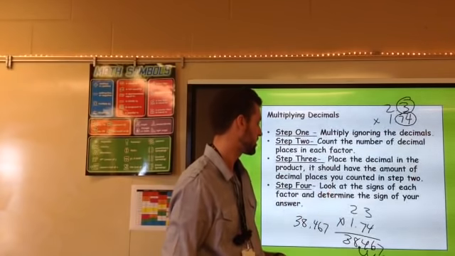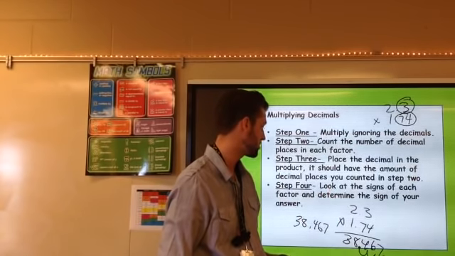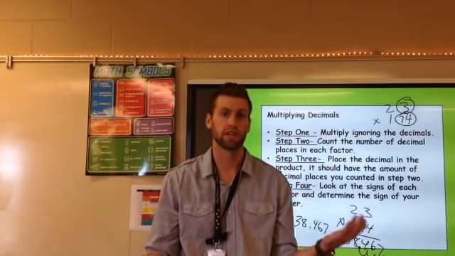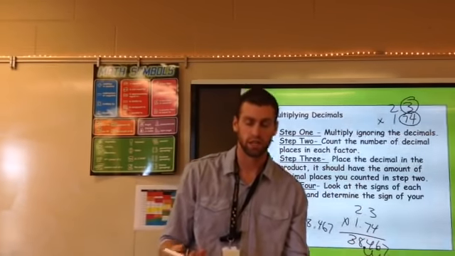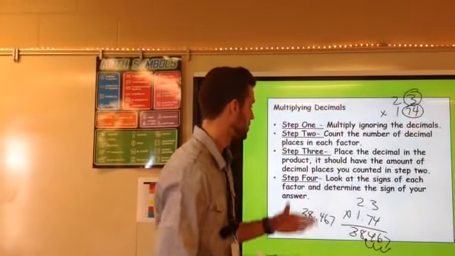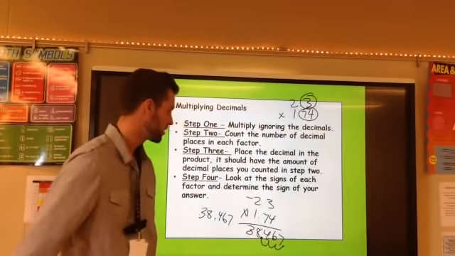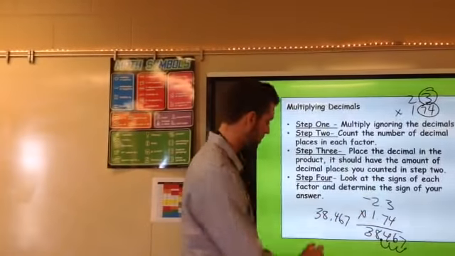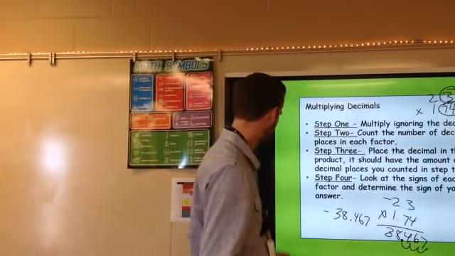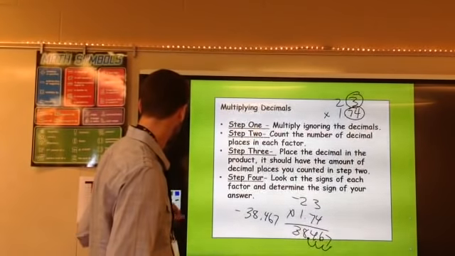Step 4, look at the signs of each factor and determine the sign of your answer. Again, we're going to have positive times a negative, negative times a negative, negative times a positive, and vice versa, all the way around. Okay? So if this was a negative 2.3, well, we know a negative times a positive will give us a negative. So that's all we'd have to do. Okay? Let's get to our notes for today.